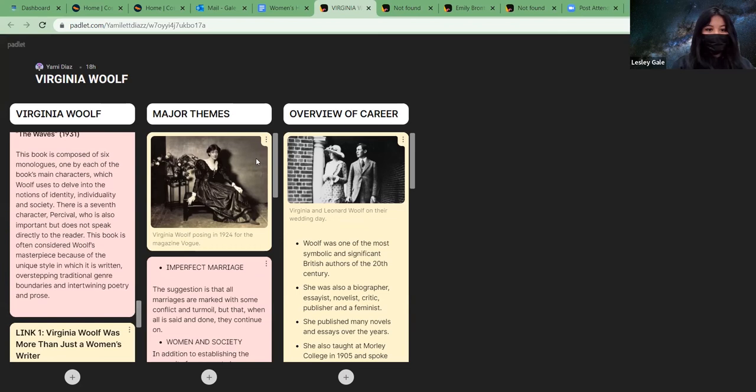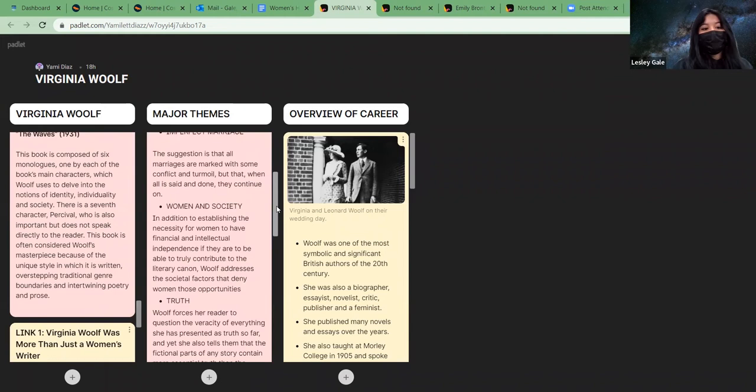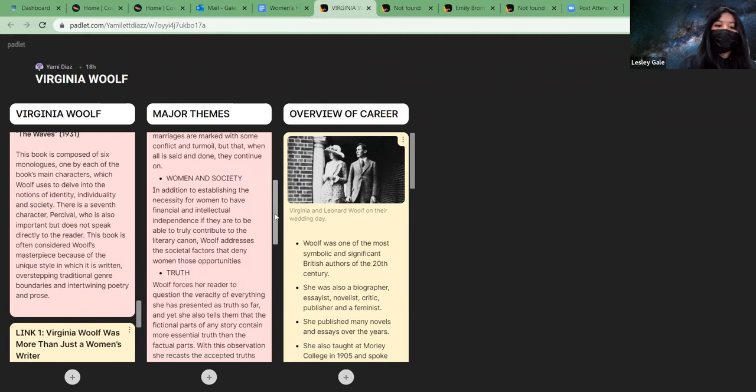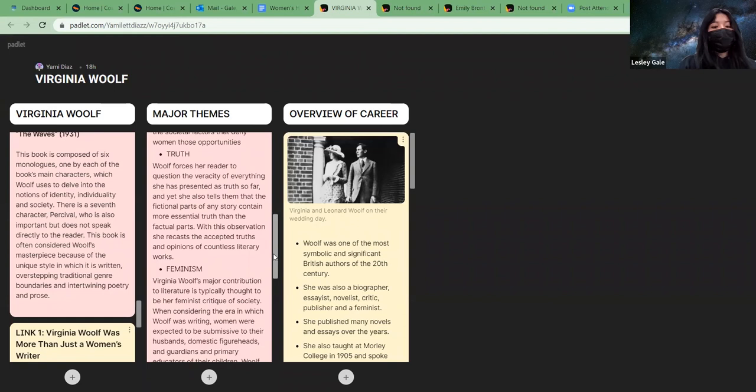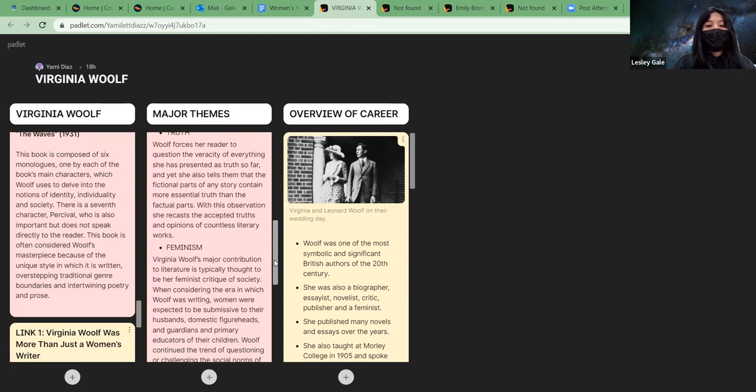Some of her major themes in her works were imperfect marriage, basically the suggestion that marriages are marked with some conflict and turmoil. Another major theme was women in society, establishing the necessity for women to have financial and intellectual independence, because women at this time were never able to have that since men had more dominant roles. Truth: Woolf forces her readers to question the veracity of everything she has presented as true so far.